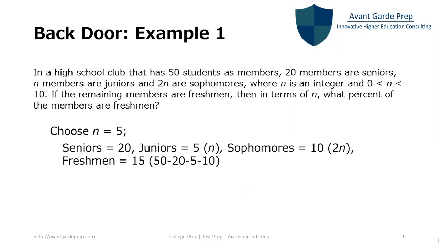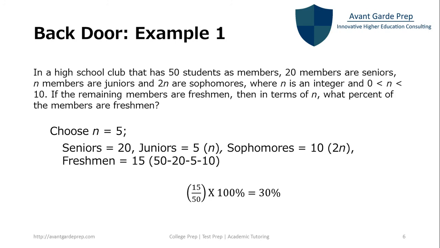Unfortunately, the problem isn't just asking for how many freshmen there are. They want to know the percent of the members that are freshmen in terms of N. So now we need to find out, we know we have 15 freshmen, so of the total club, what percent are freshmen? To do that, we just simply divide 15, the number of freshmen, by the total number of students that are members of the club.